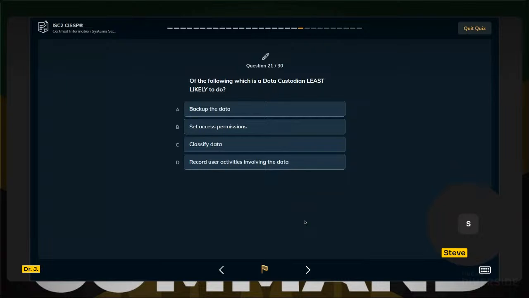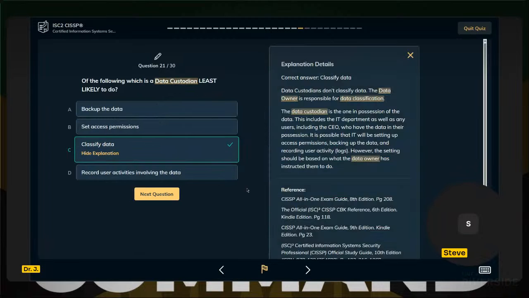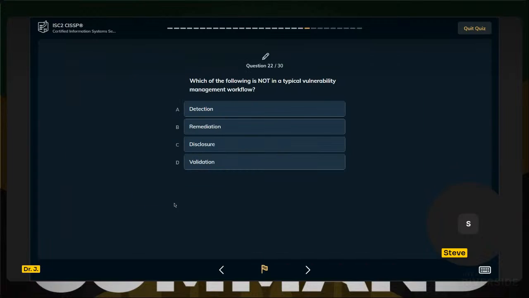All right. Of the following, which is a data custodian least likely to do? Classify data. Yeah, that's the owner's job. Classify, yeah, the owner does that.